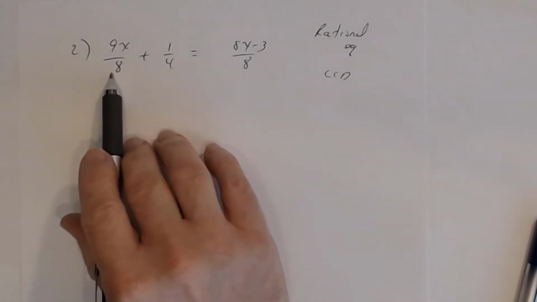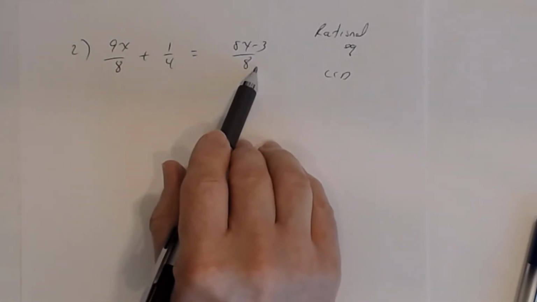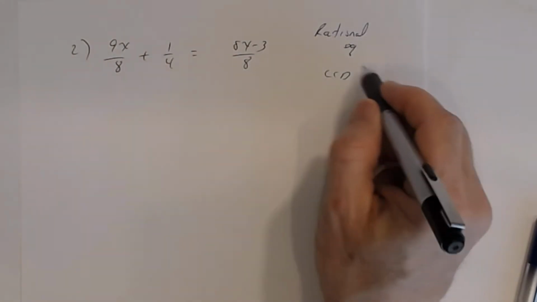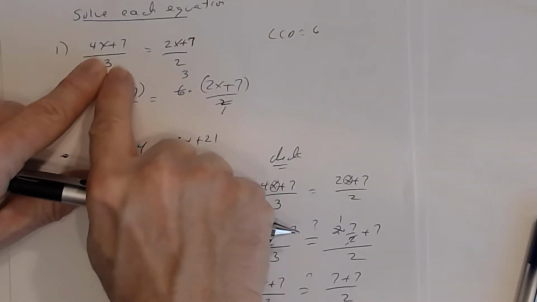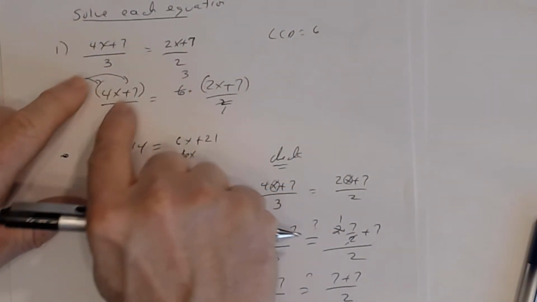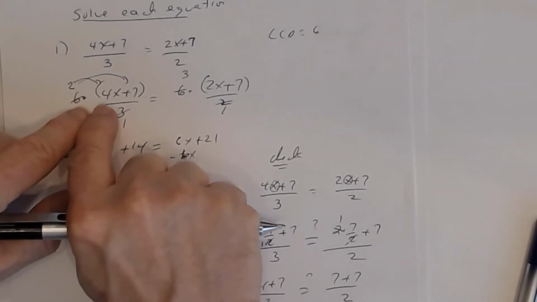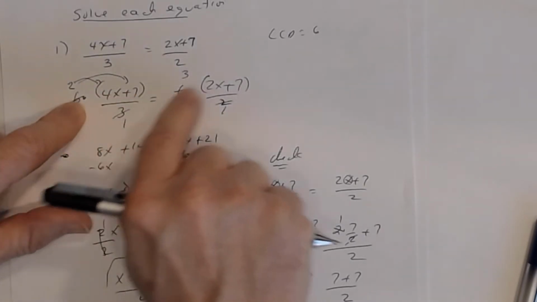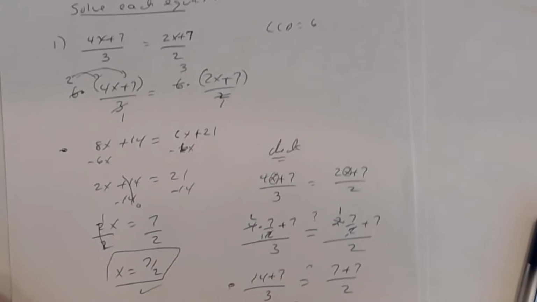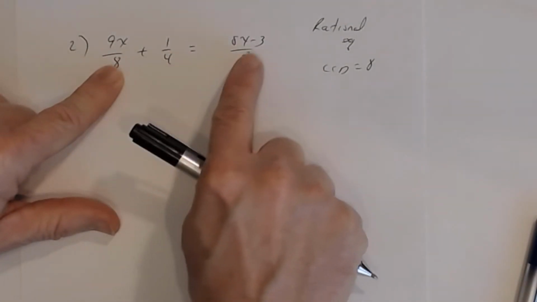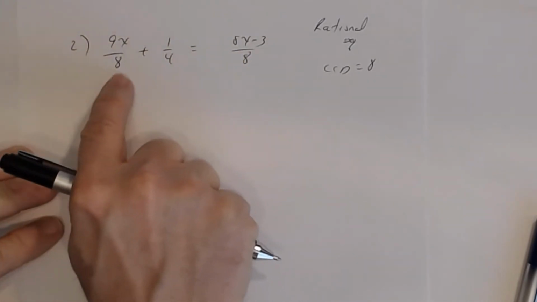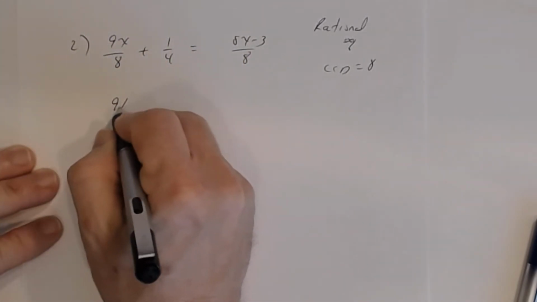So the smallest number that 8, 4, and 8 go into is 8. So that's your least common denominator. Now, remember when we did number 1, I had one fraction, and all I did at the beginning, if you go back, you'll notice that I said this times 6, this times 6. The problem here is this. On the left side, you have 2 fractions. On the right side, you have 1. So on this side, I'm going to go ahead and rewrite this over just to show you.